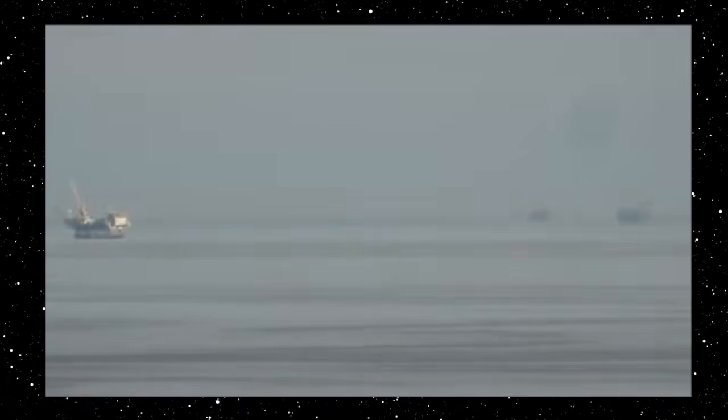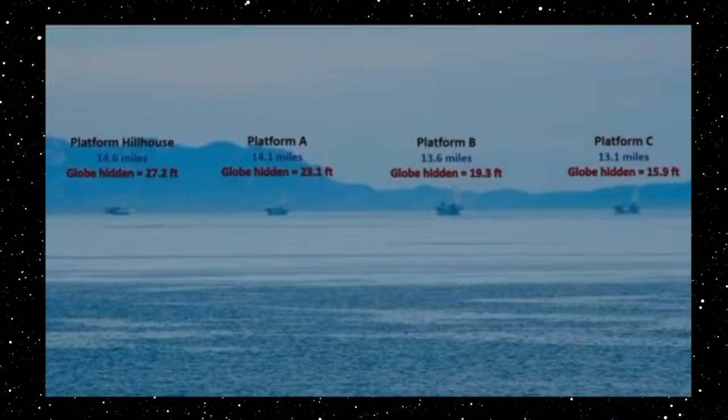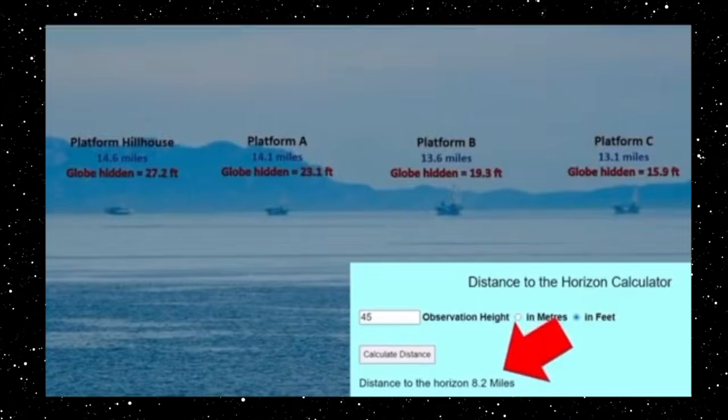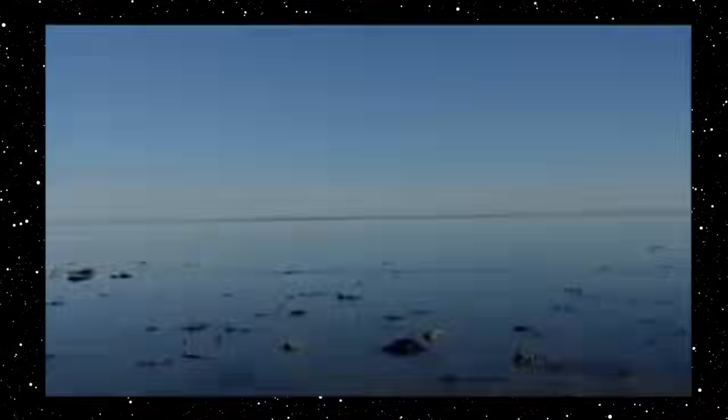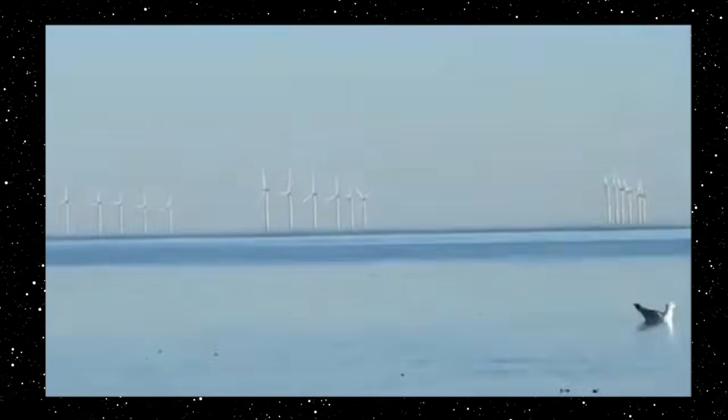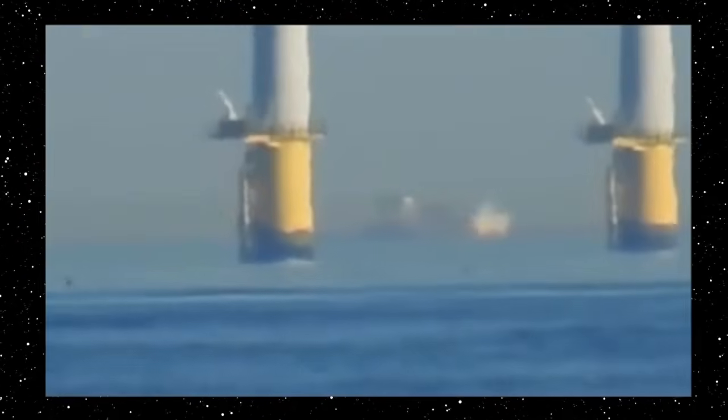The globe fails. For this test, filmed by an engineer, the globe horizon would have to be closer than 8.2 miles. Instead, the apparent horizon is well beyond 14.6 miles. The globe fails. For this test, filmed by a PhD, the horizon would have to be closer than 2.3 miles.